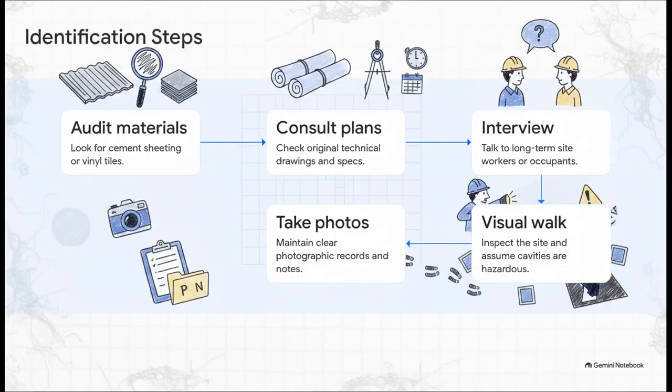Now, since you can't just rely on your naked eye to spot microscopic fibers, you have to strictly follow a procedural method. Step 1. Audit the construction materials used on site. Keep a sharp eye out for things like old cement sheeting or vinyl tiles. Next, consult the original technical plans, specs, and talk to the designers if you can. Step 3. Have a chat with long-term site workers or occupants to see what kind of historical maintenance has happened over the years.